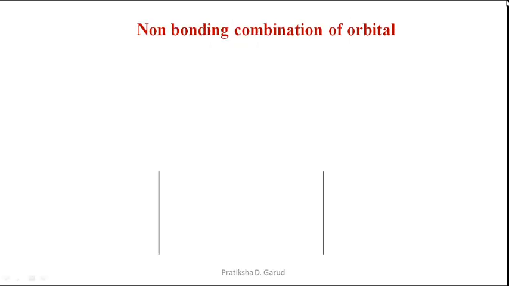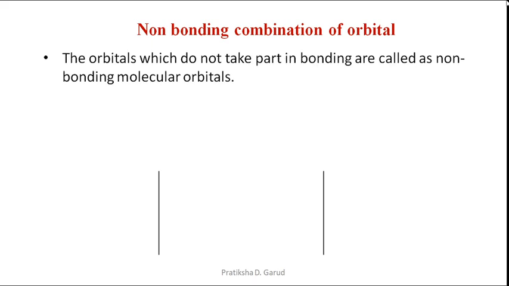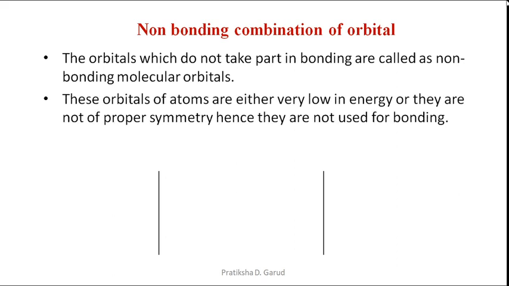Then the last type of combination, the non-bonding combination of orbitals. What is the non-bonding combination of orbitals? The orbitals which do not have any proper symmetry or which are lower in energy are known as the non-bonding orbitals. So the orbitals which do not take part in bonding are called the non-bonding molecular orbitals. Why? Because these orbitals of atoms are either very low in energy, or they are not of proper symmetry. Hence they are not used for bonding. So they are called the non-bonding molecular orbitals.